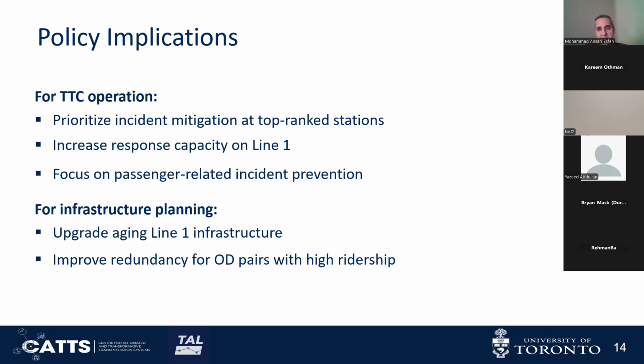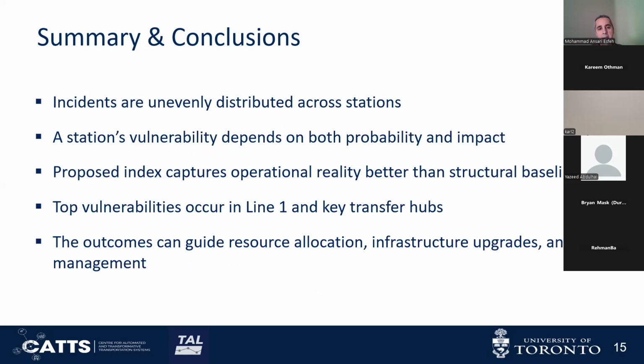The results highlight the importance of improving the redundancy around the northern branch of line 1. That part of the network lacks alternative routing options when disruptions occur. So improving parallel routing options can reduce the network-wide impact when we have some incident going on in that part of the network. So that concludes my presentation today.